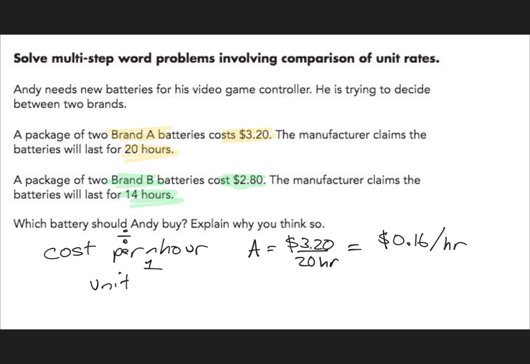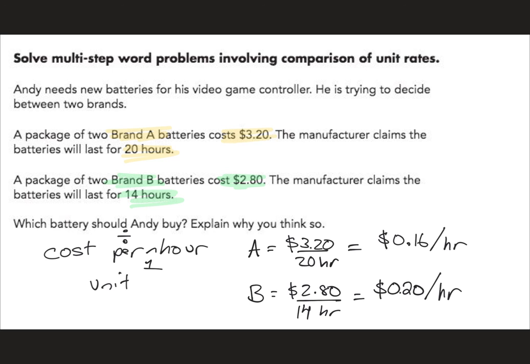Yes. Now we're going to do the same thing with brand B. How are we going to find out brand B's unit rate? Divide $2.80 by 14. Okay. You get 0.2, but you know in money we put a 0 after that. So 20 cents per hour.